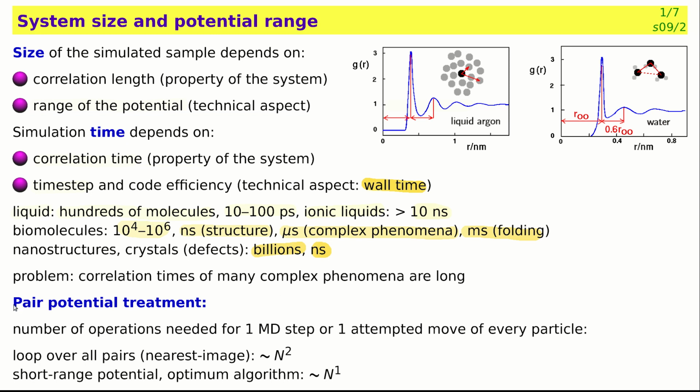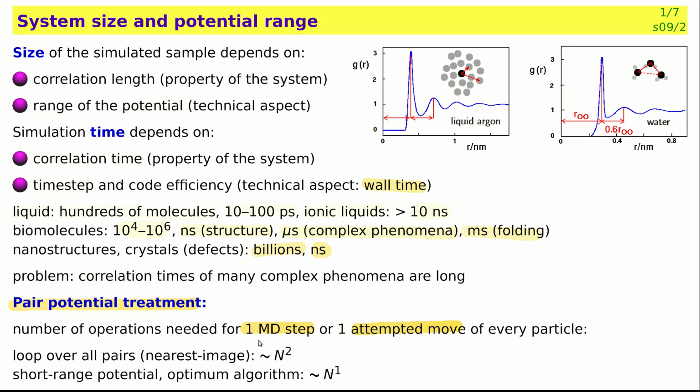You know what is a pair potential. This is the simplest example, and the question is how many calculations or elementary operations do I need to proceed by one step in molecular dynamics, or one cycle, that is one attempted move of every particle in Monte Carlo.